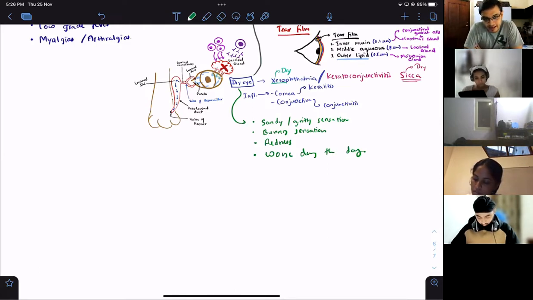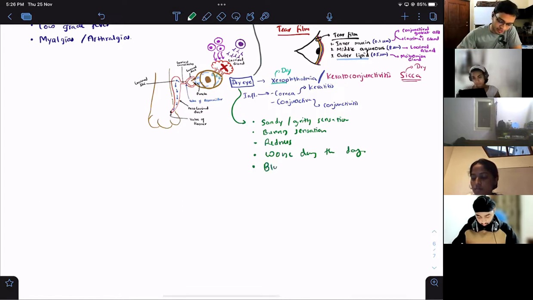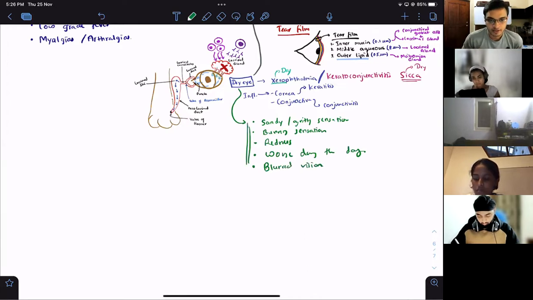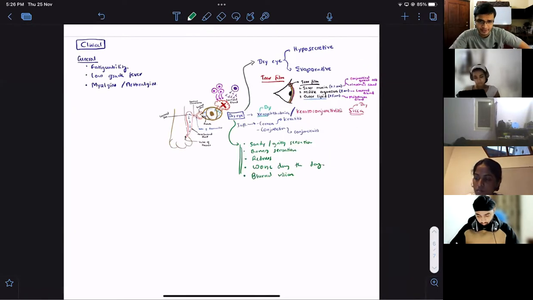And guys, in severe cases, especially when the keratoconjunctivitis becomes severe, there can be blurring of vision, blurred vision. This is in severe cases. So this is about the dry eye.